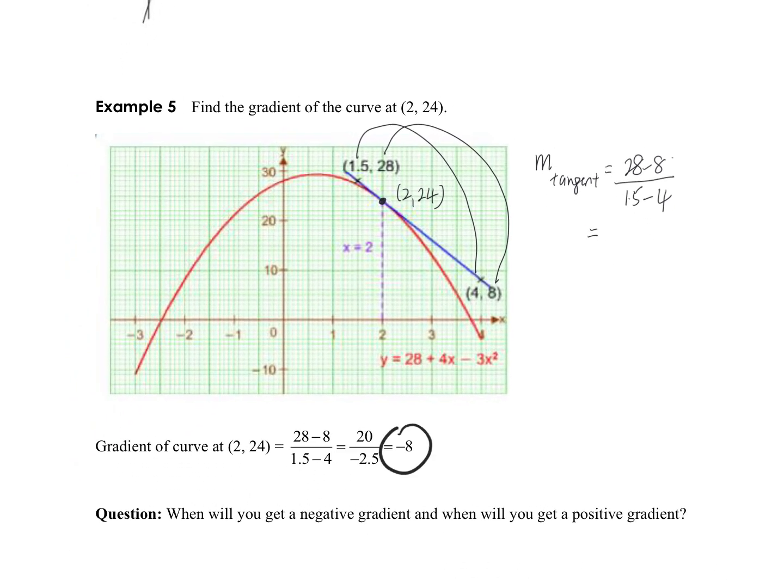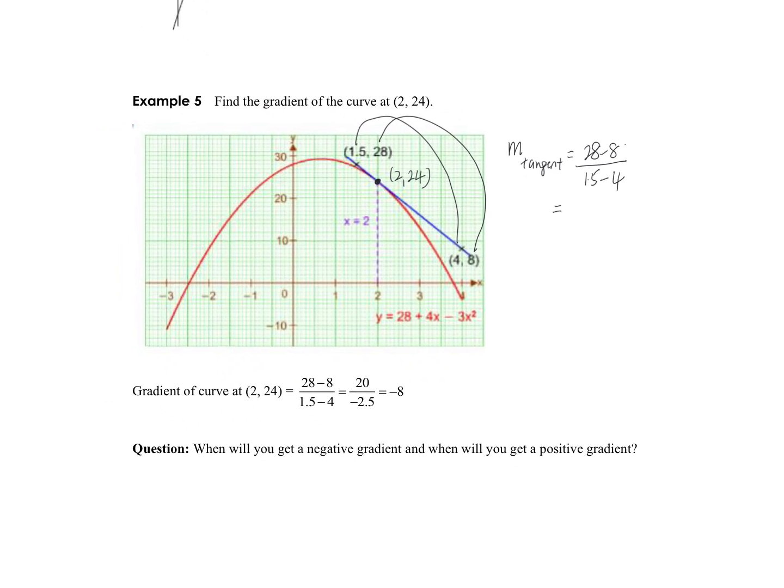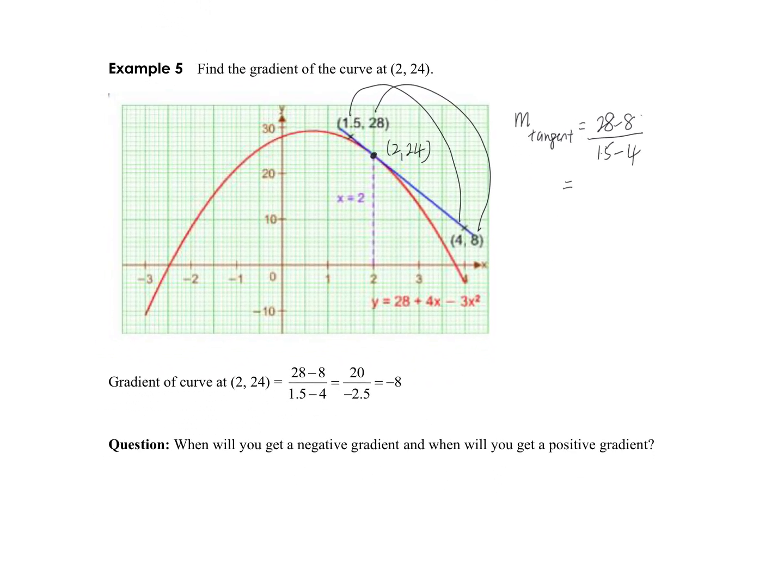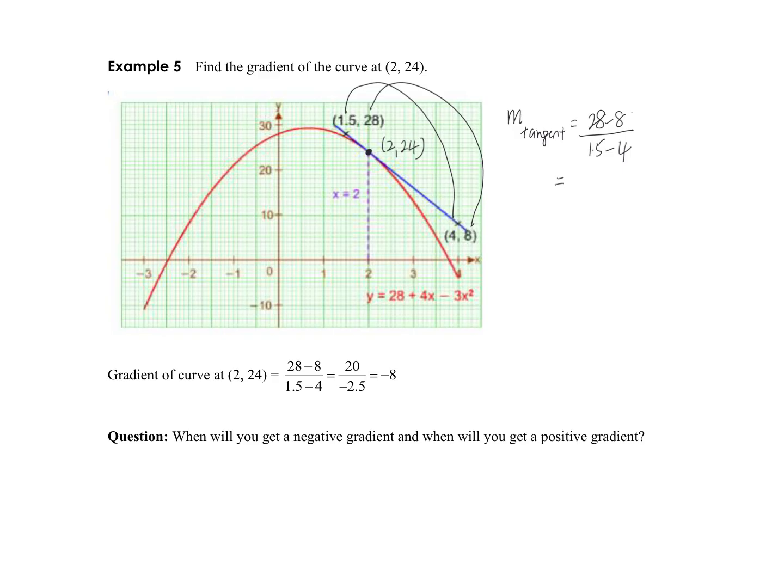Oh, here, minus 8. Okay, so when will you get a negative gradient and when will you get a positive gradient? When the slope is going downwards, or if you want to be specific, when your curve is going downwards, it is negative, and when your curve is going upwards, it is positive.